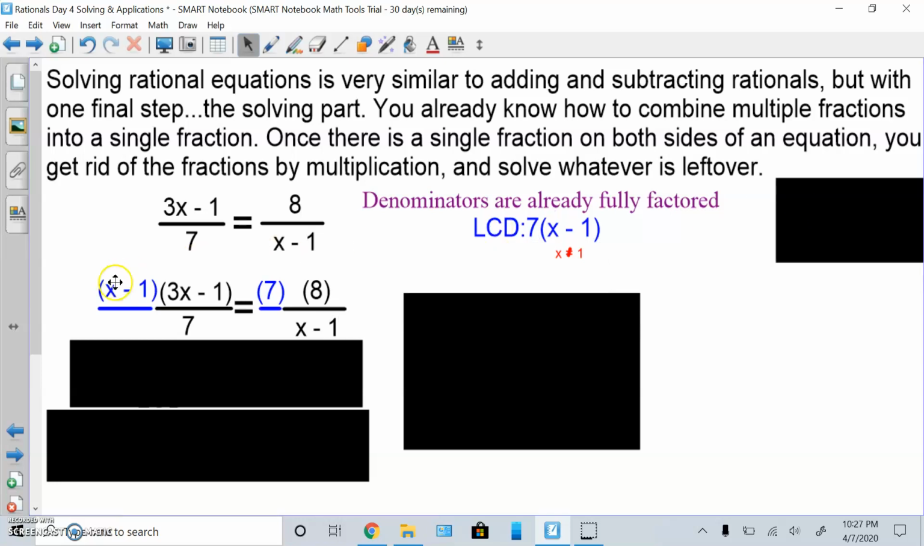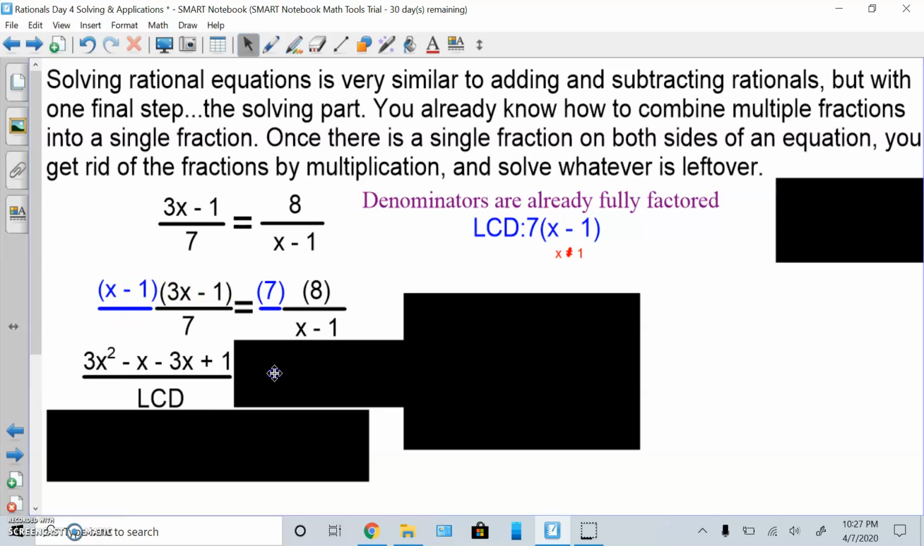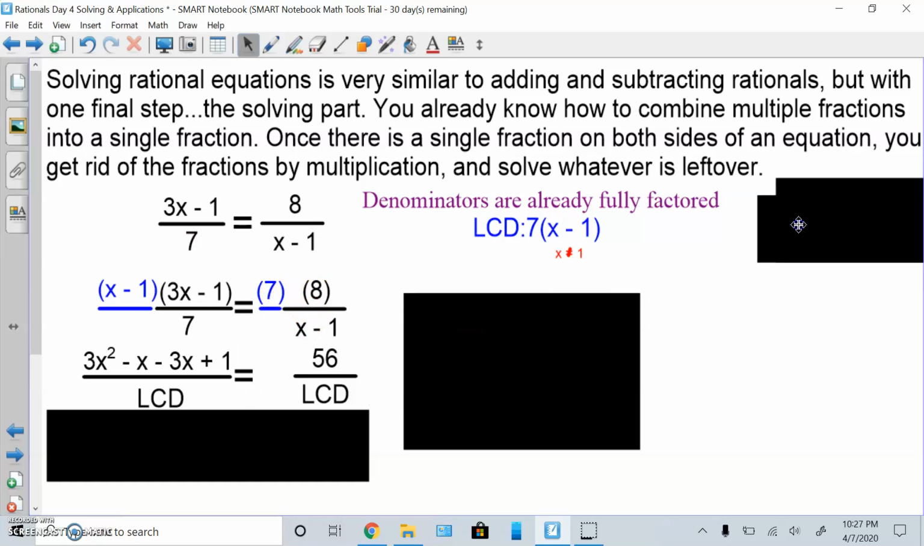Once you're there, you're going to be lazy and call the bottom LCD, and you're going to multiply the top, fix it. So here I had a FOIL. So this is really 3x squared minus x minus 3x plus 1 over LCD. Same thing here, I'm going to multiply the top. 7 times 8 is 56, and the bottom is LCD. All right, now both bottoms are LCD.